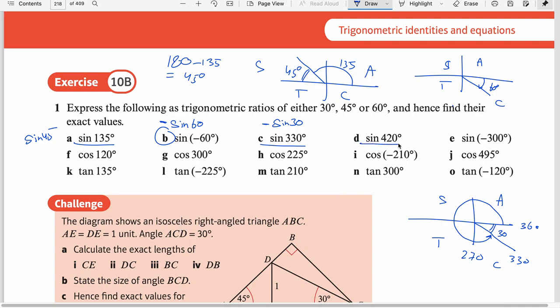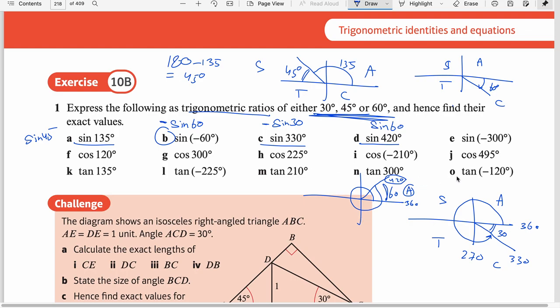For sine 420, we already know that 420 goes past 360, so it is actually 60. The basic angle is 60. If I sketch this, it is 1 times 360 and 60 more to make 420. 420 minus 360, the difference is 60. So the basic angle is 60, but in this case 420 and 60 both lie in the first quadrant. It is already positive, so just sine 60. This is how you express the trigonometric ratios with 30, 45, 60, and you give their exact values.